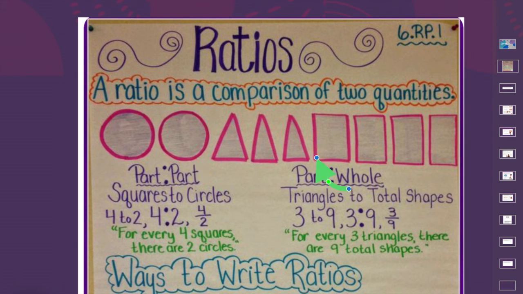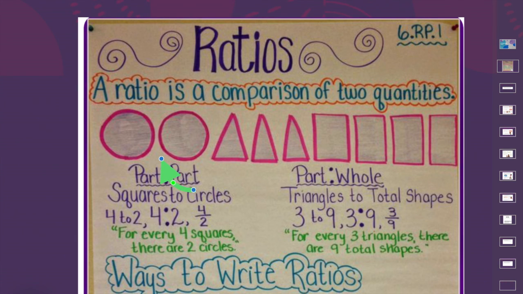we would say that for every 4 squares, there are 2 circles. You can see that written in words down here. For every 4 squares, there are 2 circles. So the ratio of squares to circles is 4 to 2. We can write it like this, 4:2, or we can also write it 4/2. But it all means the same thing. It means that for every 4 squares, there are 2 circles.